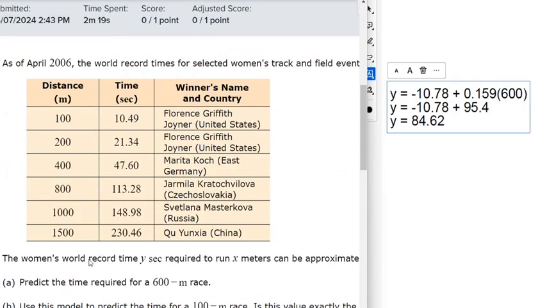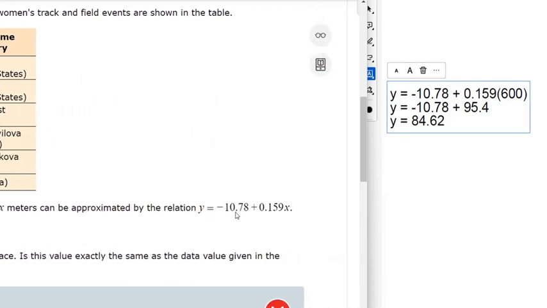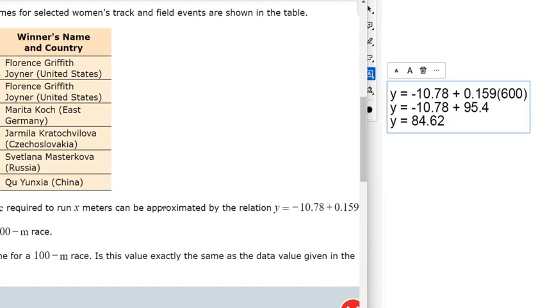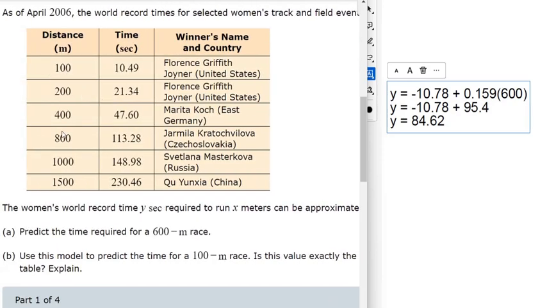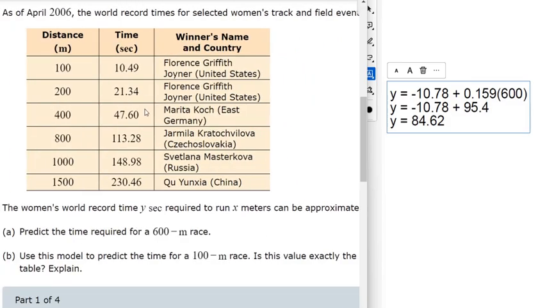That's what I was saying at the beginning. When we make a mathematical model, it's a rough approximation, but it's never exact, because in the real world there are too many variables for us to make exact models. So this is a rough approximation, but it is not an exact relation between this variable and this variable, because there's some error. If you were to plug in 100, you're not going to get 10.49 from your equation. You're going to get a prediction, something close to 10.49, but it's off by a bit, so it's not exact. This value is not exactly the same as the data value given in the table.